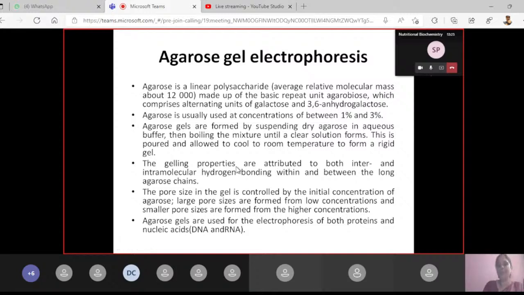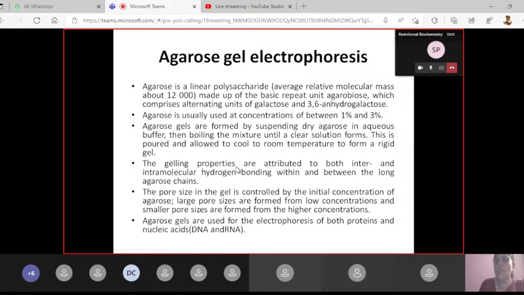So you can select the percentage based on the size of your molecule which you want to separate. If your molecule is small, you can select around 1% gel. Sorry, 3% gel. If your molecules are larger, you can use gels of lower percentage. So now you know how to select the pore size of the agarose gel based on the size or the molecular weight. Is it clear?